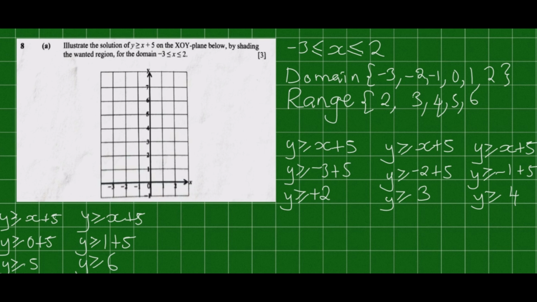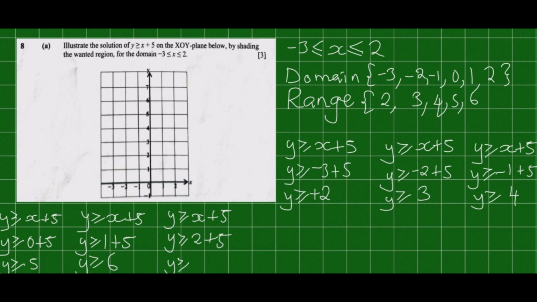Okay, now once we've done this, the next thing we're going to do is find the value of y when x is equal to 2. So we say y is greater or equal to x plus 5. Then the value of x we said is 2, so we write 2 plus 5. Then what will be the value of y? Y is greater or equal to 2 plus 5.